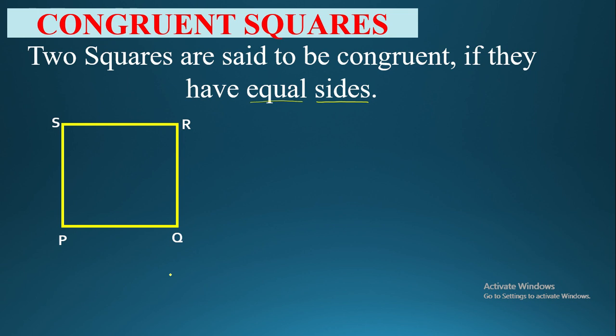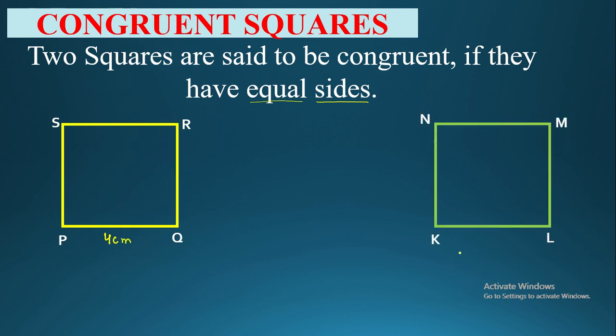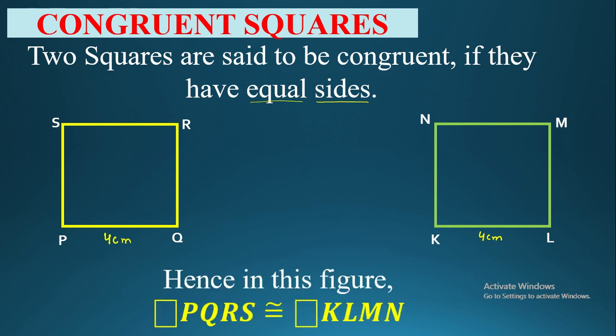Just like here, we have a square PQRS. Let's suppose the side of the square PQRS is 4 centimeter. Similarly, if we have another square KLMN in which we suppose again the side of this square is 4 centimeter, then both the squares have equal sides. The shape is already the same. Now both the squares again have the same sides, which means their size will also be the same. So we can say in this figure square PQRS is congruent to square KLMN.